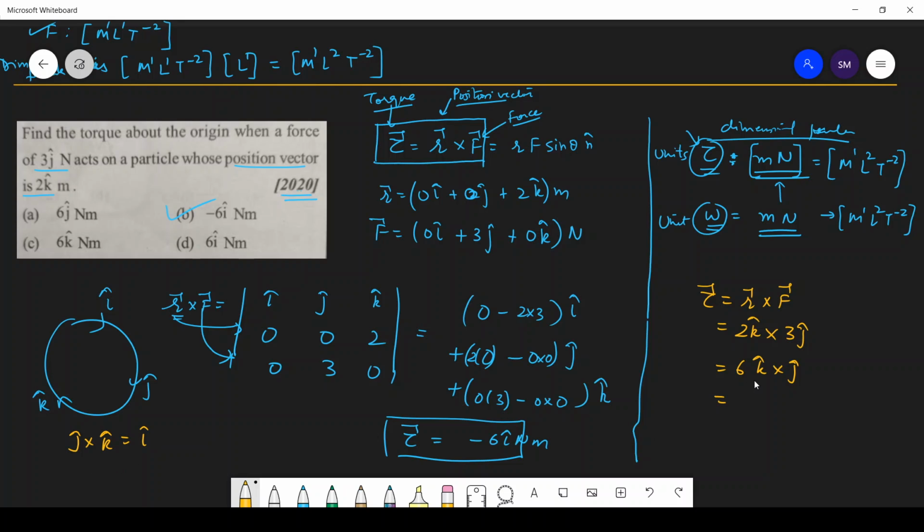But here you are writing K cap into J cap. So K cap into J cap will be equal to minus I cap. So that's 6 into minus I cap, and that you can write as 6 I cap Newton meter, that's your torque. So students, this is what is required for the NEET.